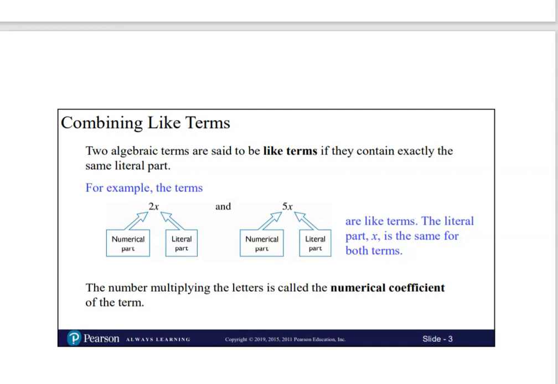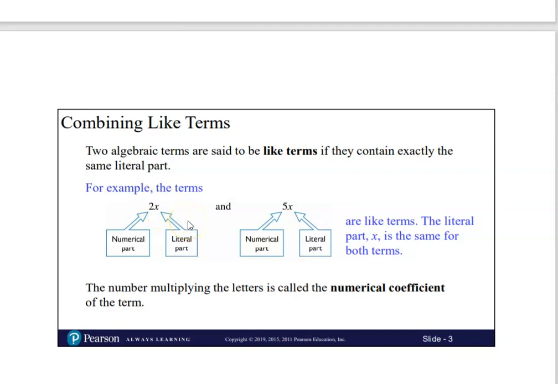If you've got two algebraic terms, they are said to be like terms if they contain exactly the same literal part. For example, we've got the 2, which is our number in the front. The x is in the back. That's our literal part. And on this one, we've got our 5, which is our numerical part, and our x in the back, which is our literal part. So these two are like terms because they have exactly the same variable raised to the same power.